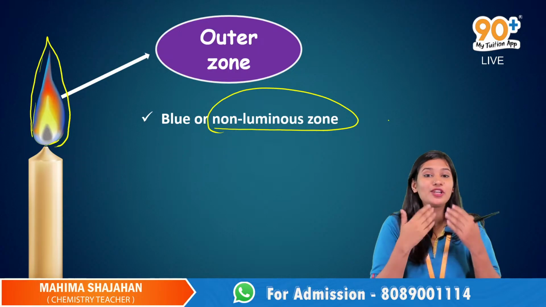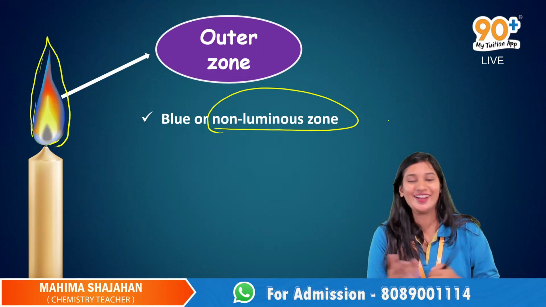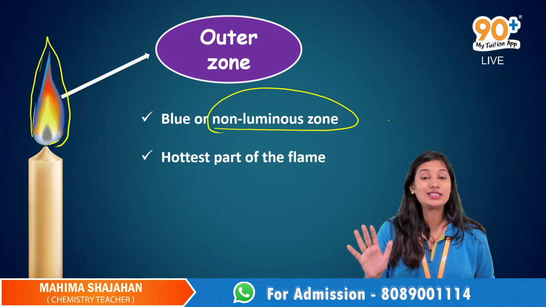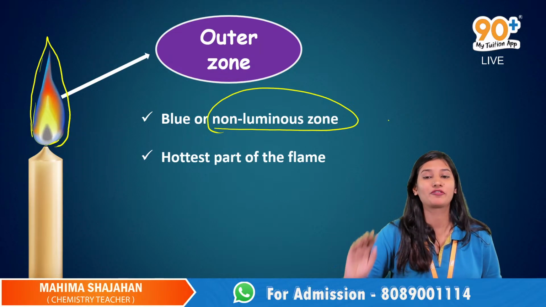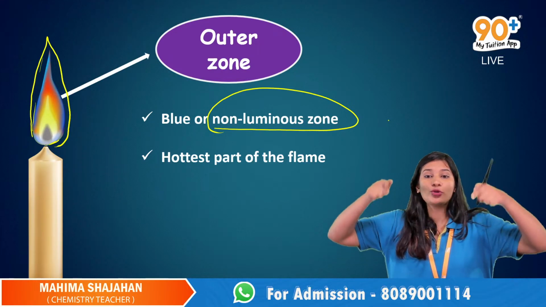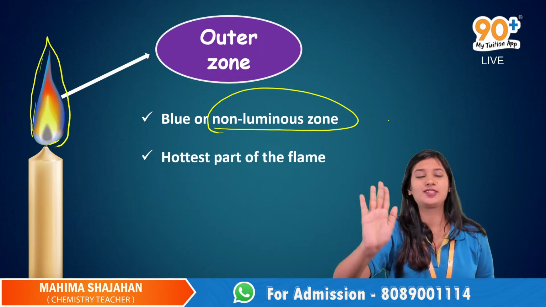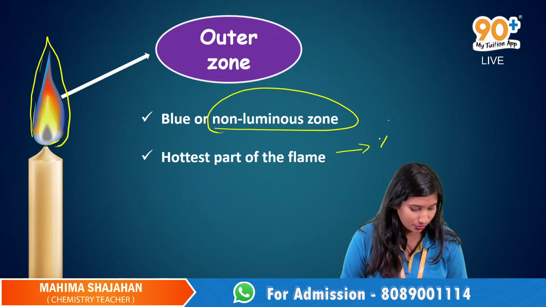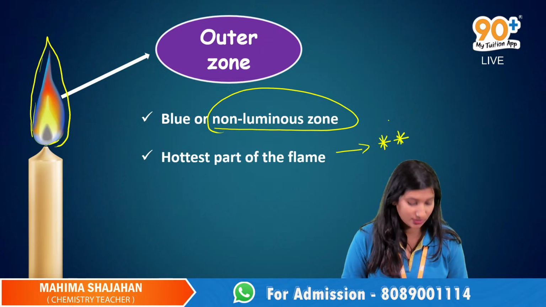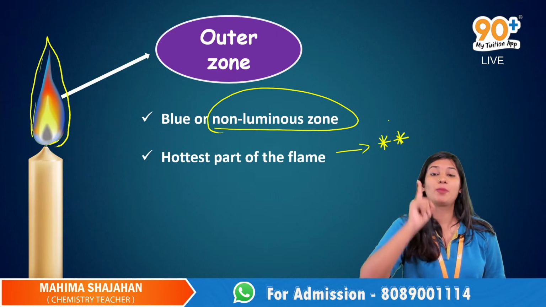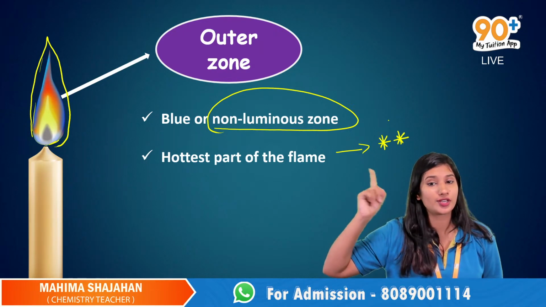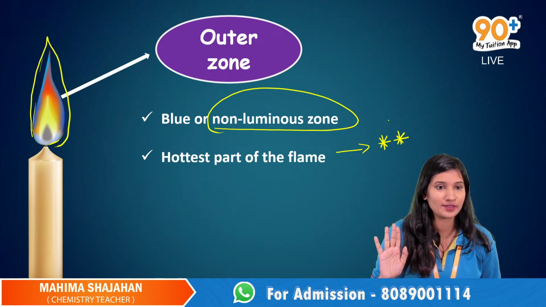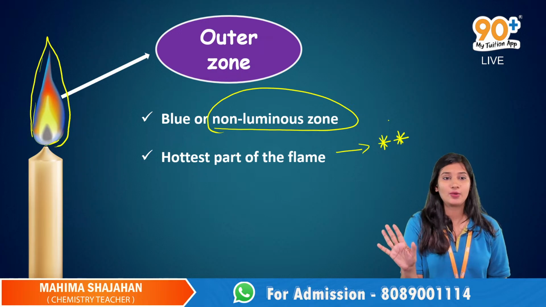Everyone say it out loud. I can read your lips. Yes, very good. Now this is the hottest part of the flame. The outermost zone is the hottest part of the flame. They have asked this question before in exams. It is very important. The hottest part of the flame is the outer zone or blue zone or non-luminous zone. Is it clear? You don't write it now, I'll give you time.